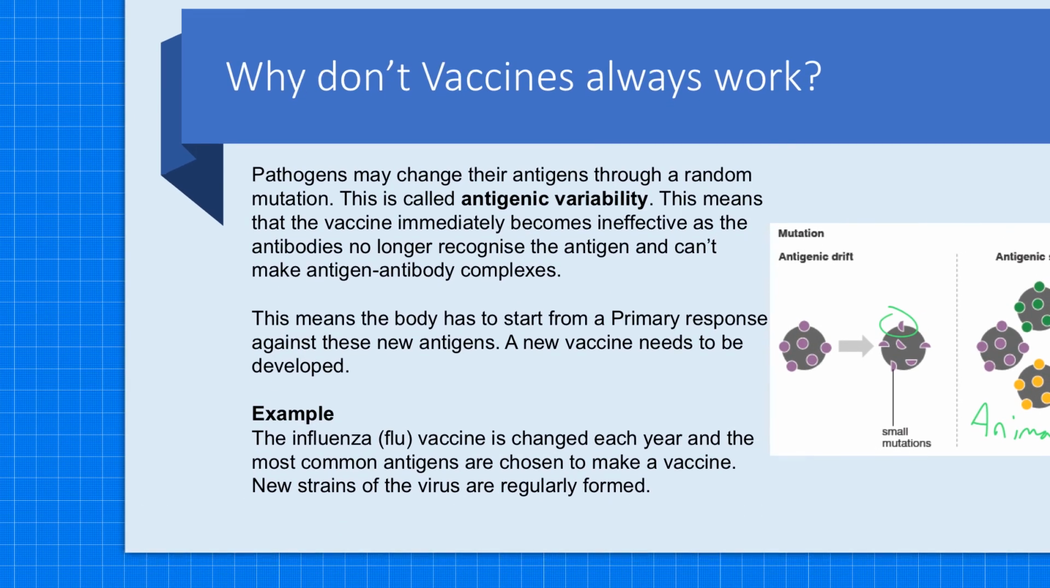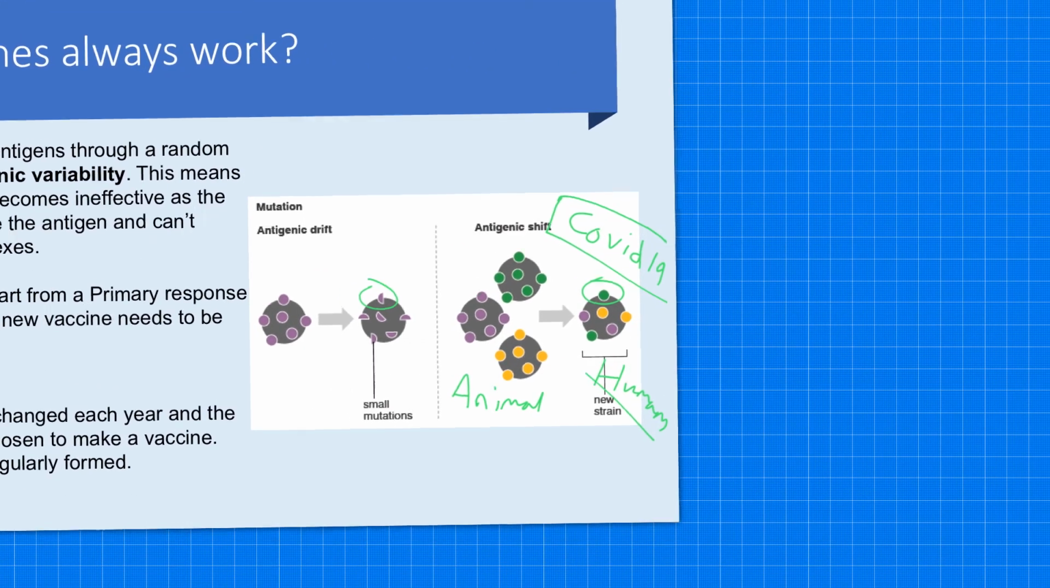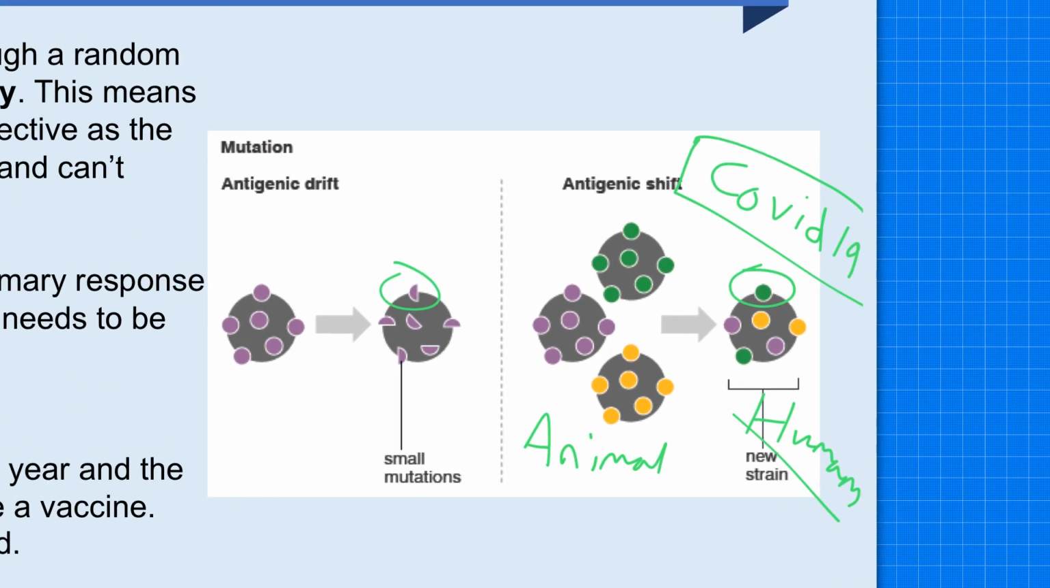Related to that, each year the influenza vaccine, the vaccine for flu, is actually changed, and the most common antigens are chosen to make a vaccine. They look at the worldwide prevalence of certain antigens in flu, and they decide which one they're going to produce a vaccine for. As we know, new strains of virus are regularly formed, so you're having to constantly produce new vaccines. But as I said to you, it's easier to produce a new vaccine if it's antigenic drift than antigenic shift.